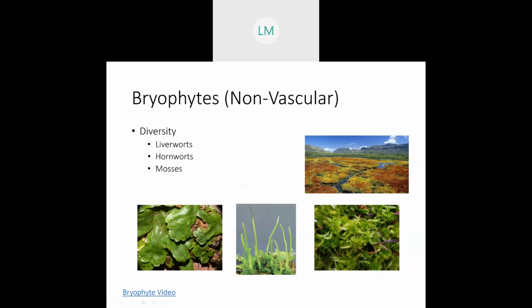But we also have some other plants. These are bryophytes called hornworts. And then these are bryophytes over here called liverworts. So liverworts, hornworts, and mosses are going to be the non-vascular plants. There's another video that I'm going to post on D2L that talks about bryophyte diversity, so feel free to check that out if you would like.